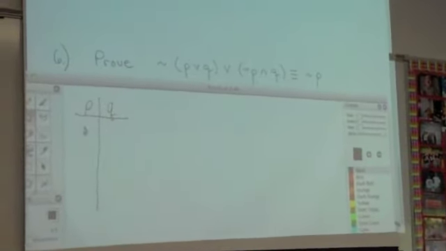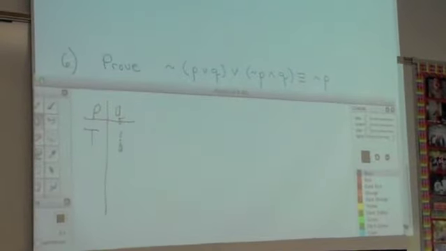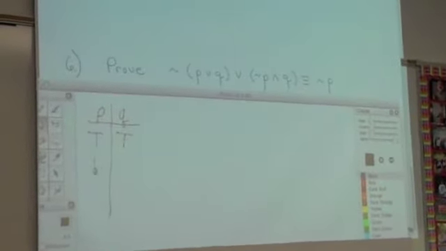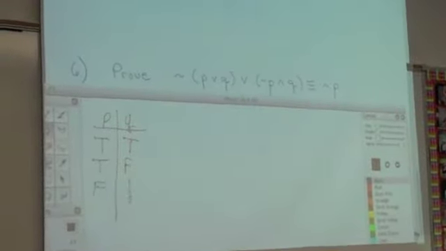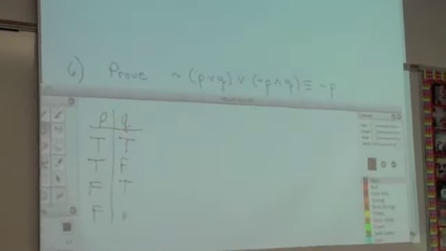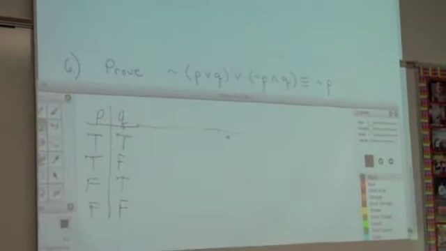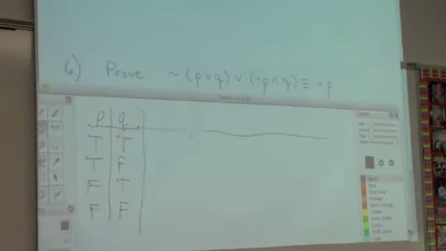And what are they? True, true. True, false. False, true. False, false. You got it. Now, just like I did before, I'm going to go ahead and draw this line across here. Just like I did before, I'm going to go get all the negations taken care of.